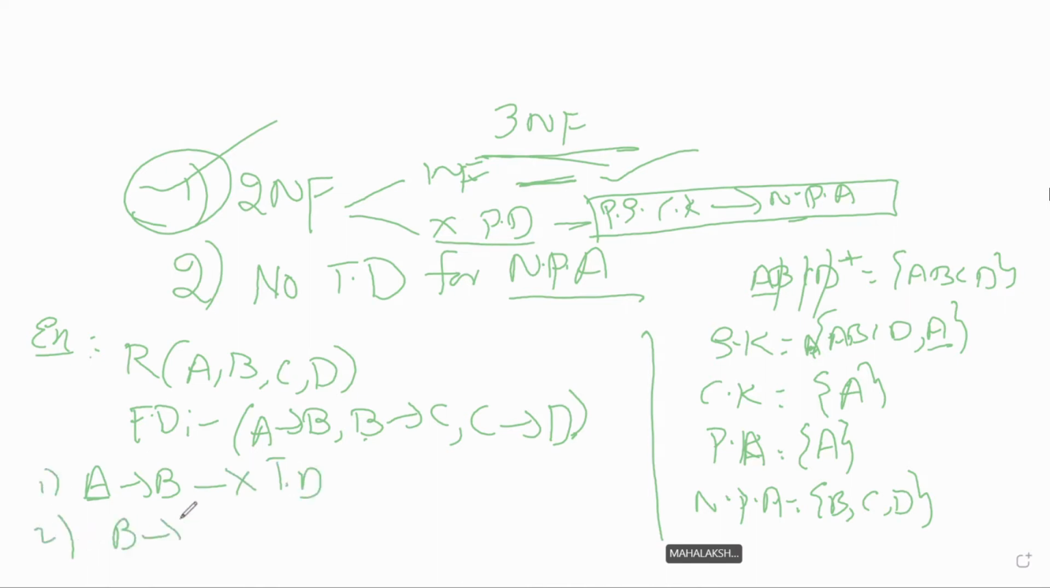And B determines C. Is B a non-prime attribute? Yes. Again, it is determining a non-prime attribute, so it's a transitive dependency. And the third one also is a transitive dependency. So it's not in what? Third normal form. Very good. All the answers I got are correct. Thank you all for your responses.